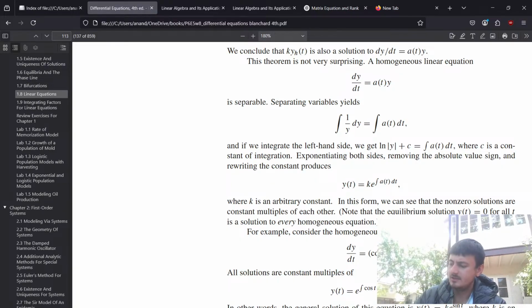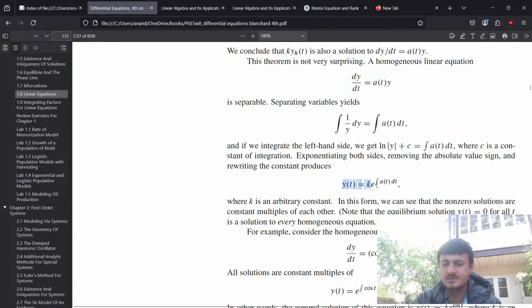Separable. So dy/dt equals a(t)y, which gives the integral of 1 dy over y equal to the integral of a(t) dt. Then we get ln of y plus c equal to the integral of a(t) dt. Then y is equal to k times e to the integral of a(t) dt. And that's this.